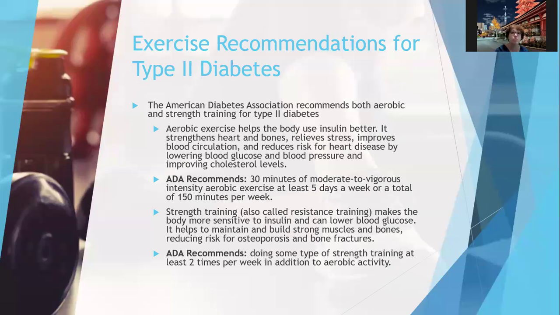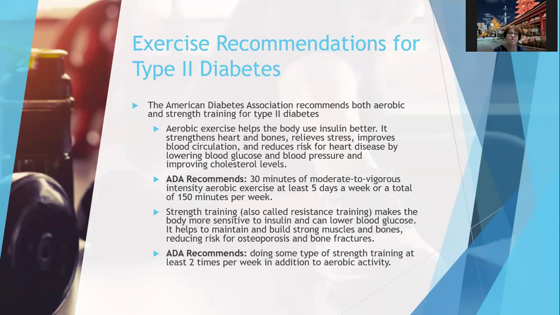For type 2, the American Diabetes Association recommends both aerobic and strength training. Aerobic exercise helps the body use insulin better, and then all the other good stuff that aerobic exercise does. So the ADA recommends 30 minutes of moderate to vigorous intensity aerobic exercise at least 5 days a week, or a total of 150 minutes per week. And that's for the rest of us too.